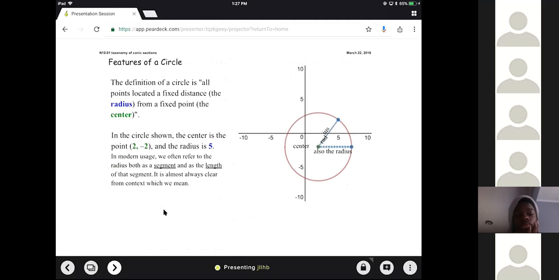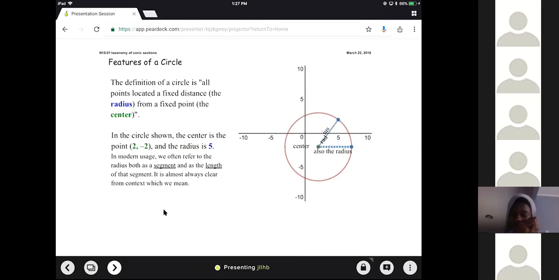All right, circles. We start with circles because they're friendly and easy. They're really not all that tremendously interesting, but at least, like I said, they're simple. The definition of a circle is all points located at a fixed distance, which we call the radius, from a fixed point, which we call the center. So for instance, this circle is centered at (2, -2), and its radius is 5.